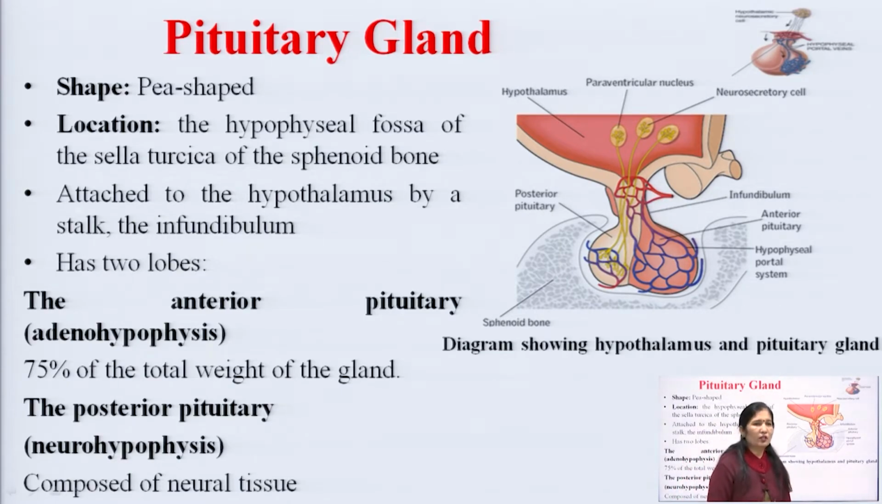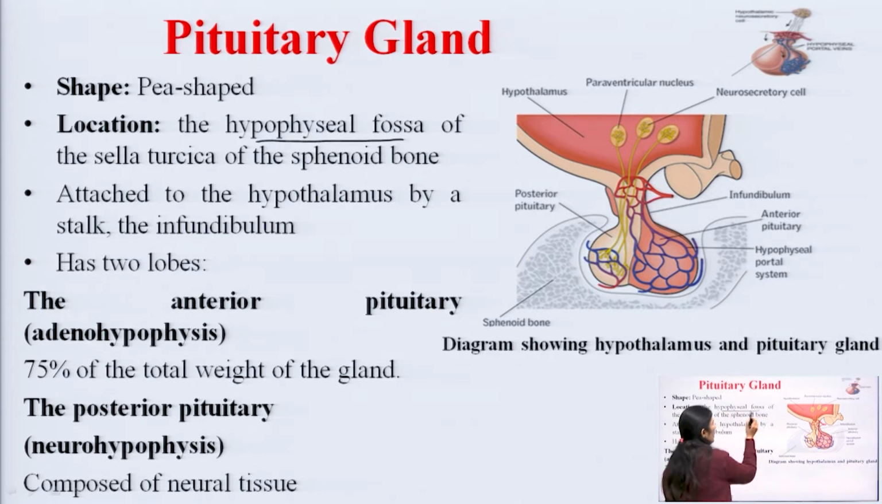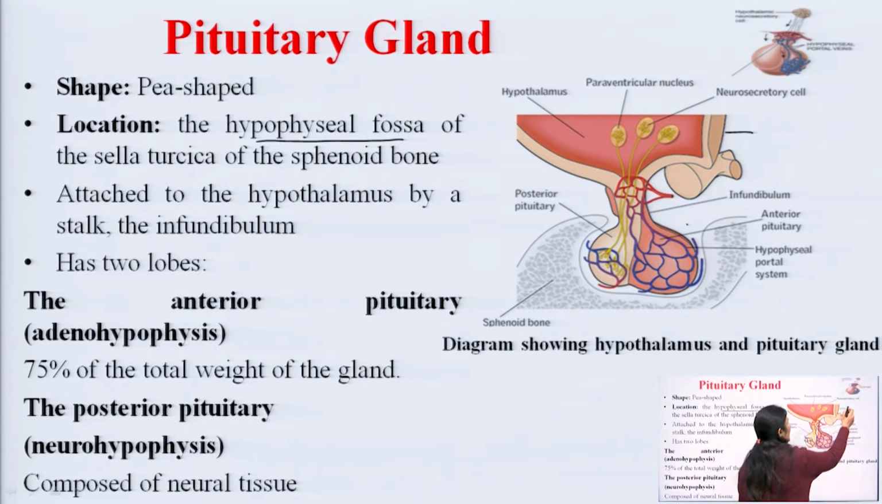Now, this is the structure of pituitary gland. So, pituitary gland is a small P-shaped structure, like a pea seed, and this is present in the hypophyseal fossa of sella turcica of sphenoid bone. So, this is the sphenoid bone, and this depression is hypophyseal fossa, and in this hypophyseal fossa our master gland pituitary gland is present, and this pituitary gland is attached to the hypothalamus.